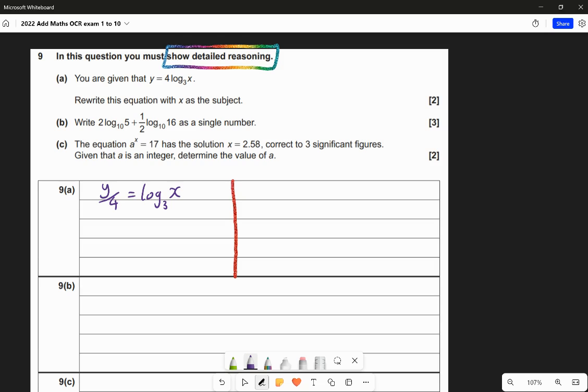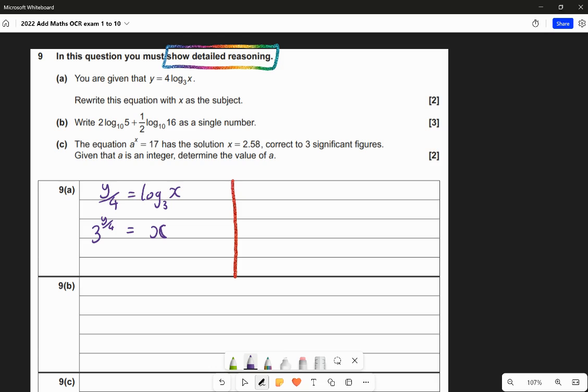The inverse of log base 3 of x is 3 to the power of. So if I put both sides as 3 to the power of those sides, then the left side becomes 3 to the power of y over 4. And the right side just becomes x, because 3 to the power of log base 3 of x is just x. And there we go. X is the subject. I mean, I could rewrite it as x equals 3 to the power of y over 4, but you get the idea.